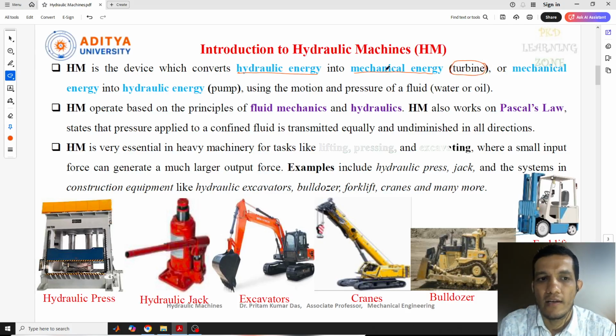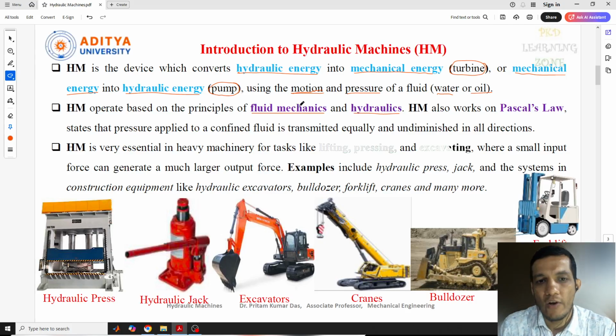This is also a device, or you can say a part of a hydraulic machine. Also, the hydraulic machine converts mechanical energy into hydraulic energy, and that is called a pump, by using the motion and pressure of the fluid. Motion in the sense of the velocity of the fluid, and the pressure of the fluid. Fluid is nothing but water or any kind of oil, any kind of liquid can be considered here. This hydraulic machine operates based on the principle of fluid mechanics and hydraulics.